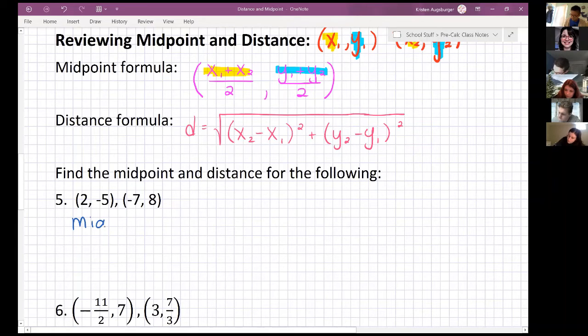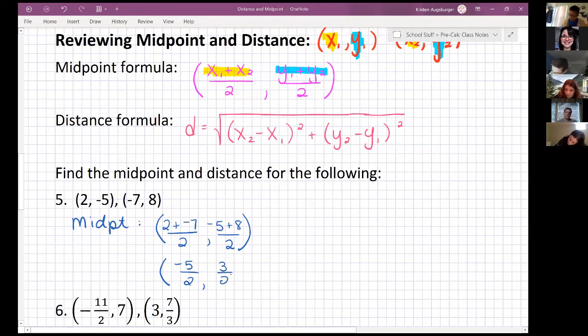All right, so for the midpoint, nice, simple, easy. All you do for the midpoint is you're going to say an x plus the other x over 2, the y plus the other y over 2. So when I go through and I do the math for that, 2 plus -7 is -5 over 2. -5 plus 8 is 3 over 2. And all I'm going to ask you guys to do is to please leave your answers in simplified form.